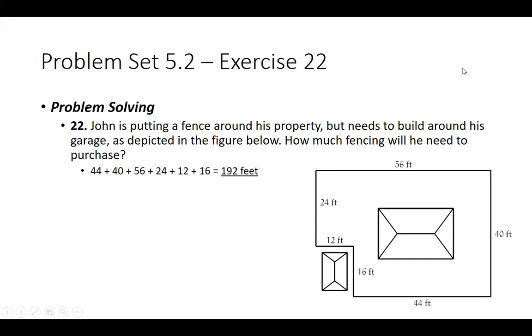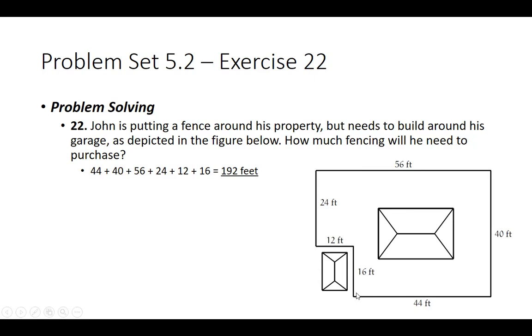In number 22, John is putting a fence around his property, but needs to build around his garage, as depicted in the figure below. How much fencing will he need to purchase? So he's going around his property, but skipping the garage. The garage is on the outside of the fence. How much fencing he'll need to purchase? That's just going to be the perimeter.